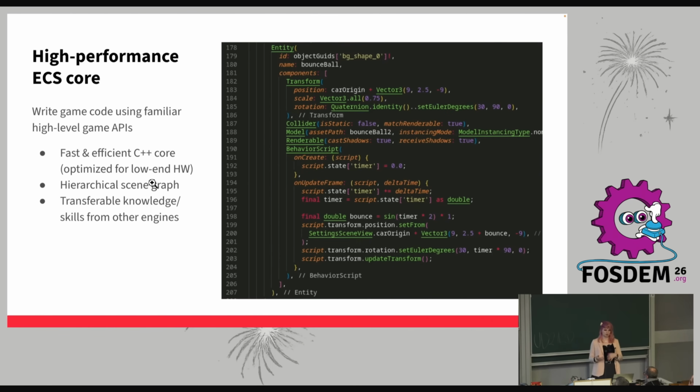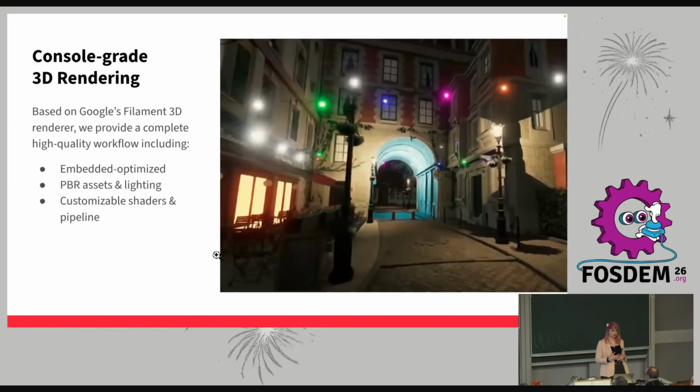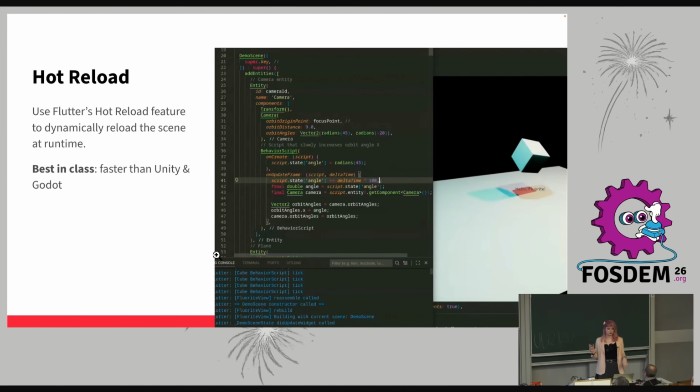So, back to what they featured earlier on, the key points of the engine. One of them is the high-performance ECS core. It is written in C++, but is optimized for low-end hardware. It's got a hierarchical scene graph and transferable skills from other game engines because, well, we all know what an ECS is at this point in time. Again, back to that. And then we've got the console-grade 3D rendering. They're using Google's Filament 3D renderer, which has embedded optimized PBR assets and lighting, and a customizable shader pipeline.